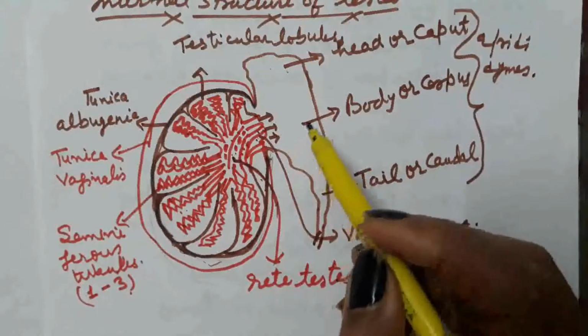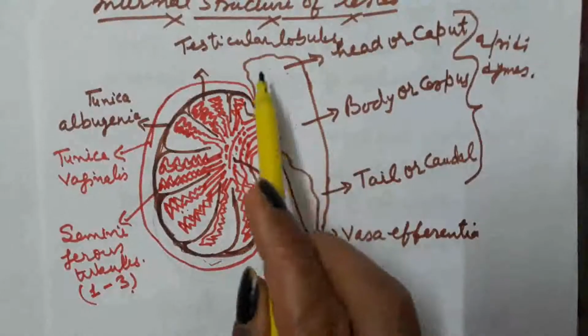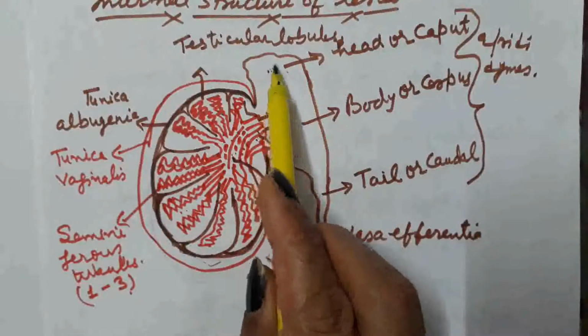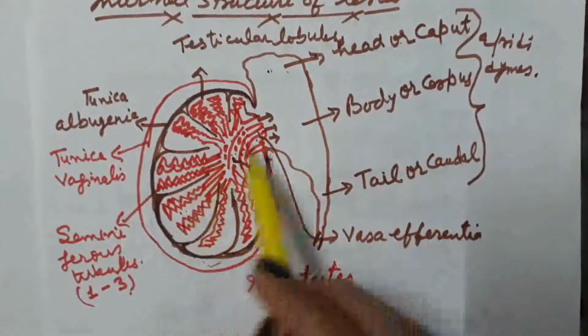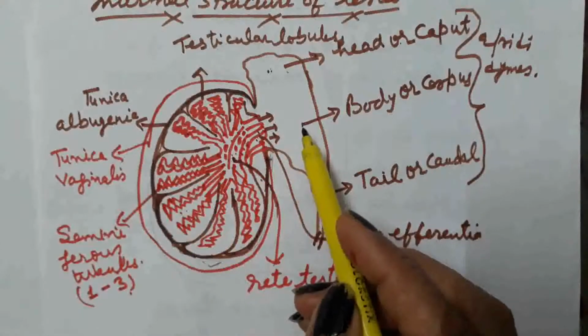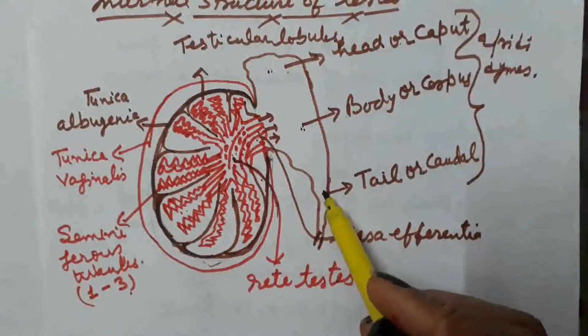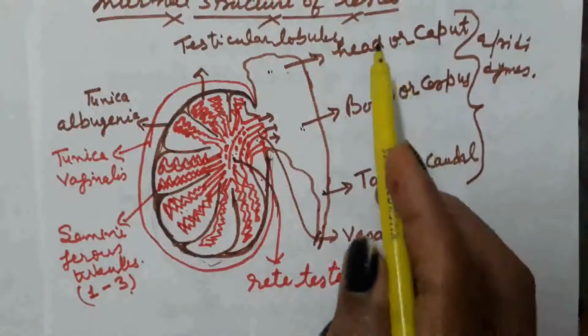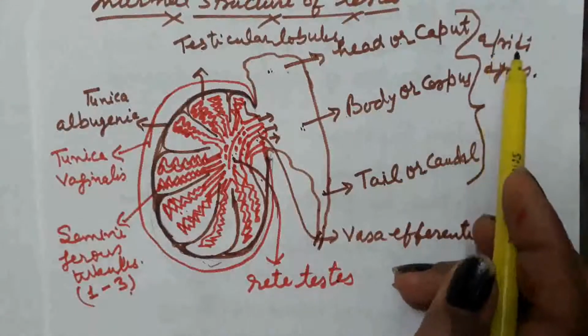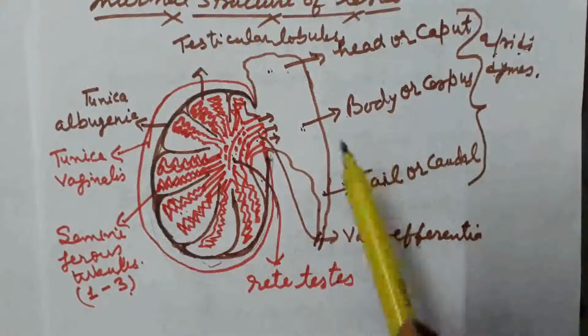Epididymis is made up of three parts. The upper broader end is known as the head or caput. The middle portion is known as the body or corpus, and the lower tail-like portion is known as the tail or caudal. All these three parts constitute the epididymis.